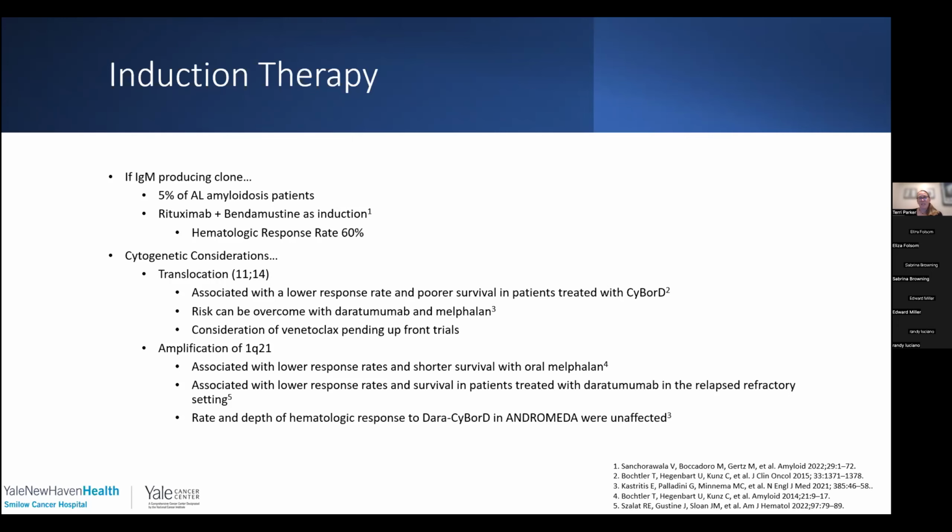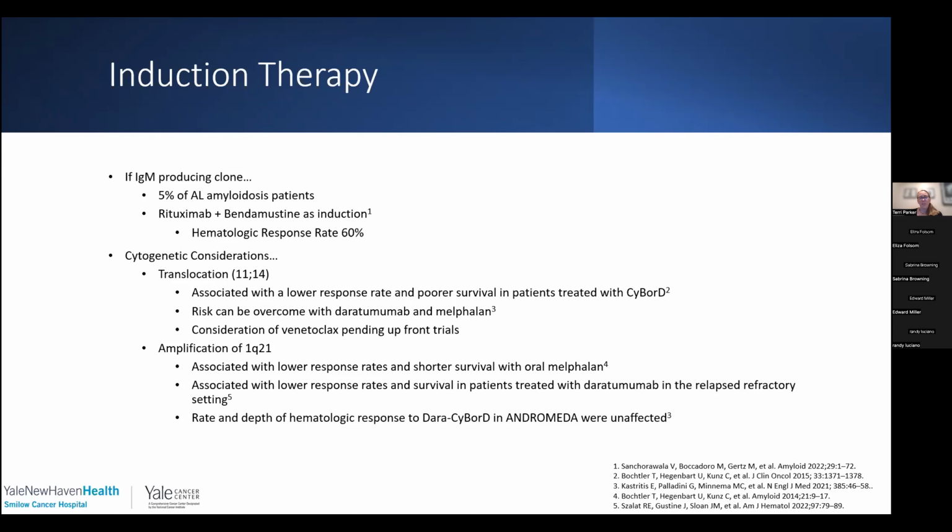A few cytogenetic considerations. If an individual has a translocation 11;14, which is the most common cytogenetic abnormality we see in AL amyloidosis patients, with a rate of occurrence between 40 and 60%, this translocation has been associated with a lower response rate and poorer survival in individuals who are treated with Cyber-D. However, this risk can be overcome with the additions of daratumumab and or melphalan.